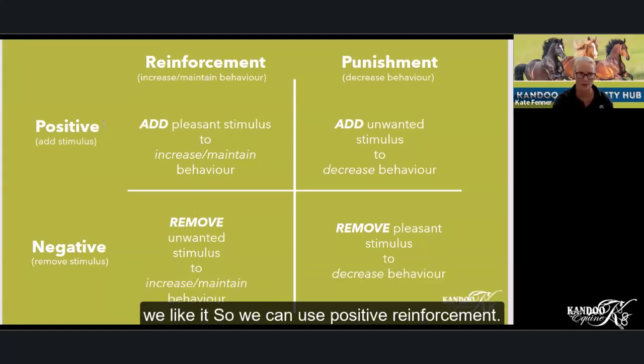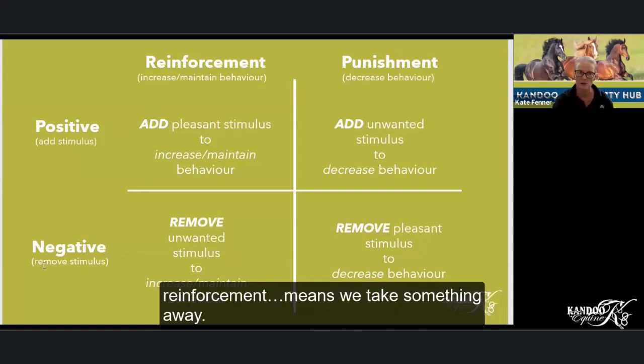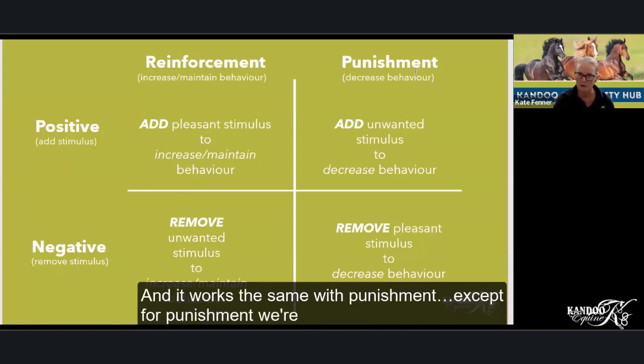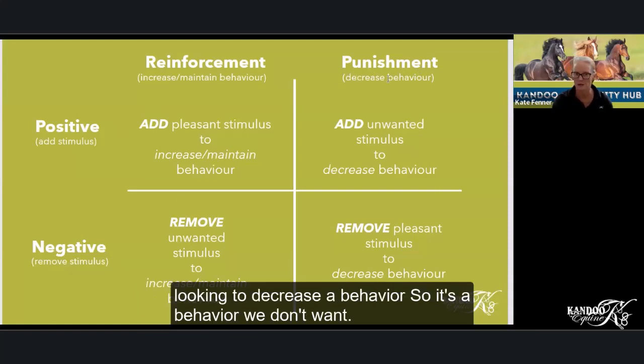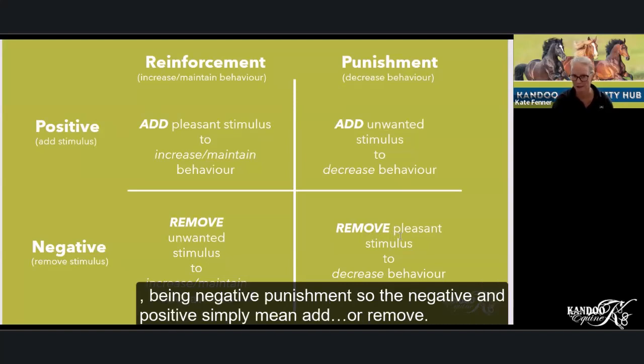So we like it. So we can use positive reinforcement. And to use positive reinforcement, it means we have to add something. Okay. Negative reinforcement means we take something away. And it works the same with punishment, except for punishment, we're looking to decrease a behavior. So it's a behavior we don't want. We can add something with positive punishment, or we can remove something, being negative punishment.